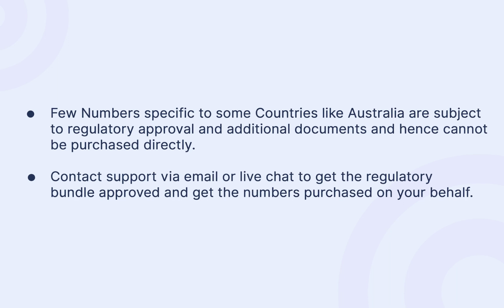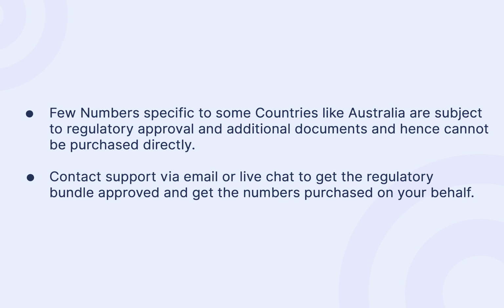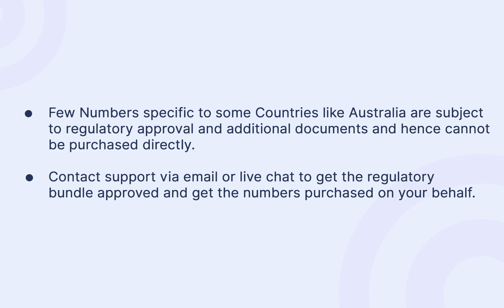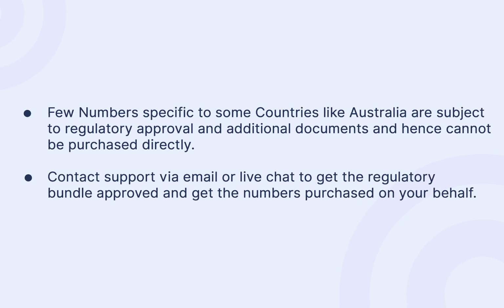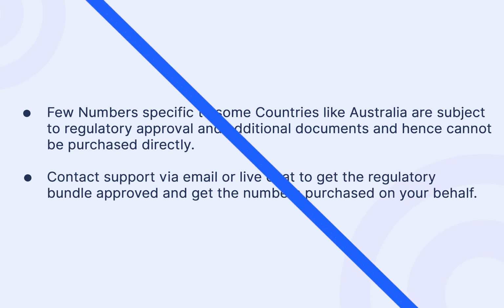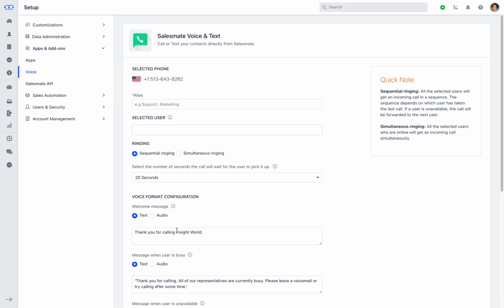A few numbers specific to some countries like Australia are subject to regulatory approval and additional documents and hence cannot be purchased directly. Contact support via email or live chat to get the regulatory bundle approved and get the numbers purchased on your behalf. One last leg before we start making the call is configuring the purchased number. Mention the alias for identification purpose of allocating the number to the user. Assign one or more users who will be handling the calls for the given number.